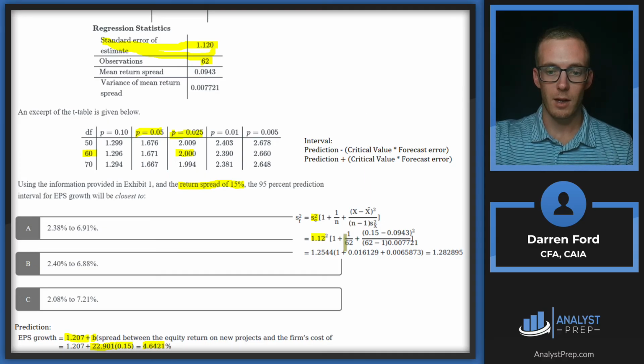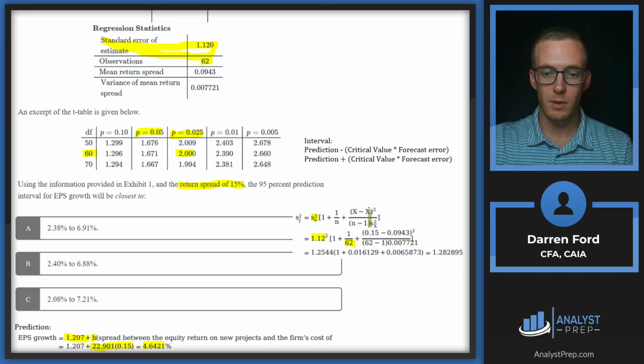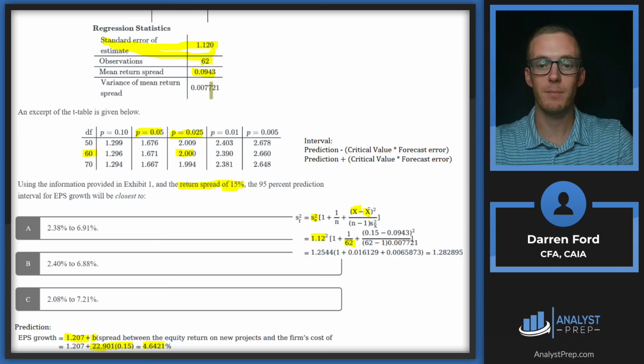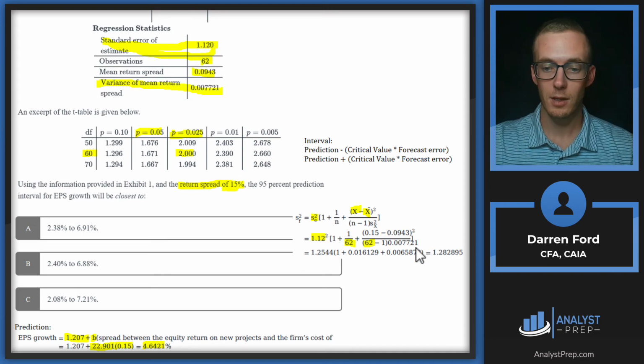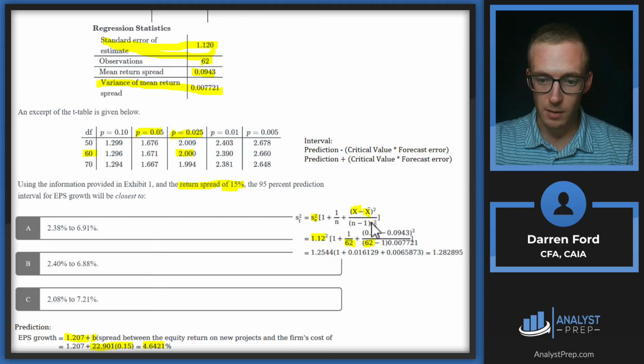And then we've got our observations at 62 to give us our 1 over n. And then lastly, this side of the formula over here. So our x is going to be the number we're looking at, and then x bar is going to be our mean. So the mean return spread, 0.0943. We'll square that and plug in n again down at the bottom. And then this variable here is going to be the variance of the return spread, so 0.007721. And notice we don't have to square that number because they're giving us the variance. If they were giving us standard deviation, then we would need to go ahead and square that.